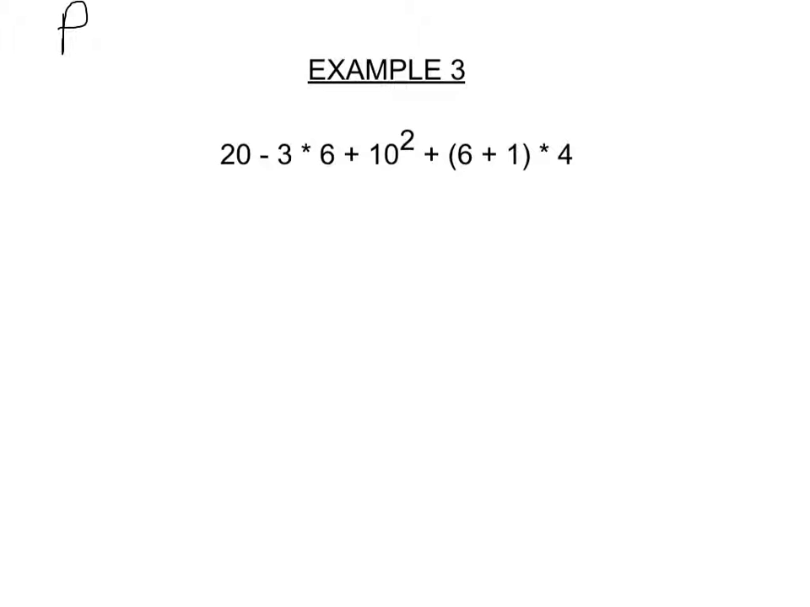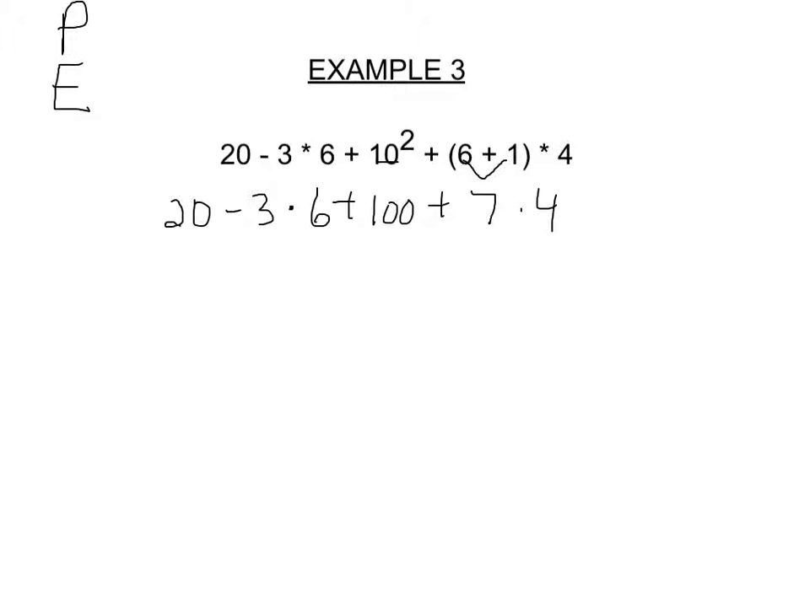Yes, we do. So first, that's where we start. 6 plus 1, that makes 7. Next is exponent. Do we have an exponent? Why, yes, we do. We have 10 squared, so I'm going to make that 100. Now I'm just going to make this simpler, I'm going to rewrite everything. 3 times 6 plus 100 plus the 7 and times 4.